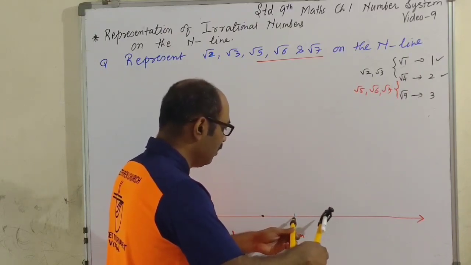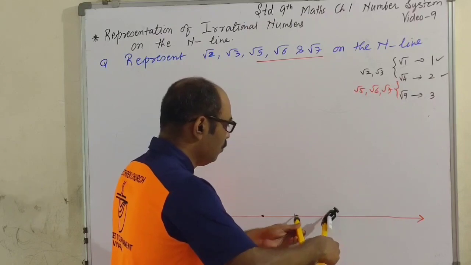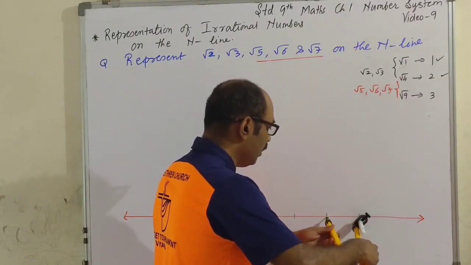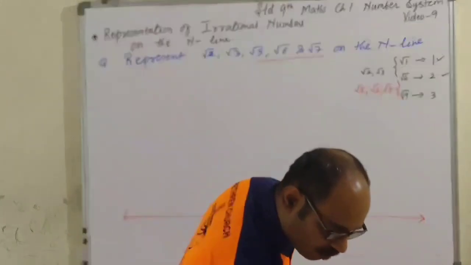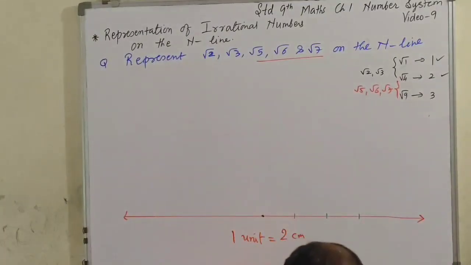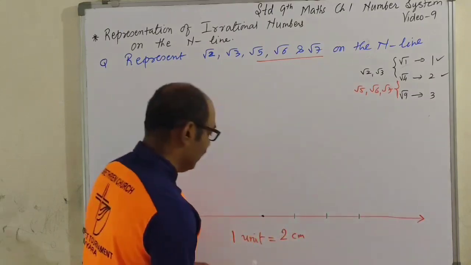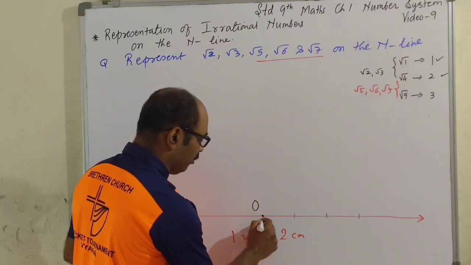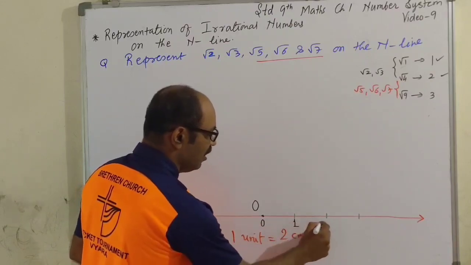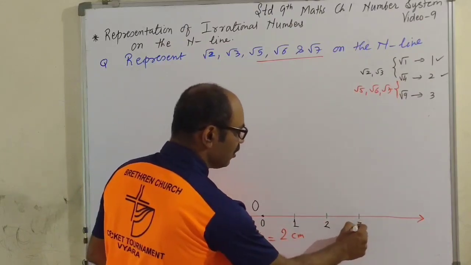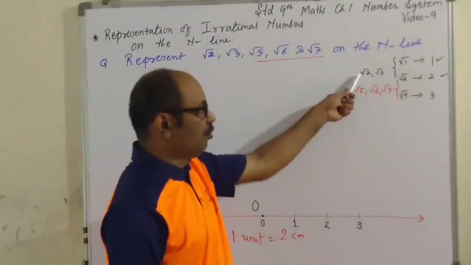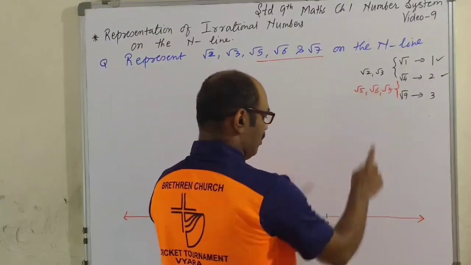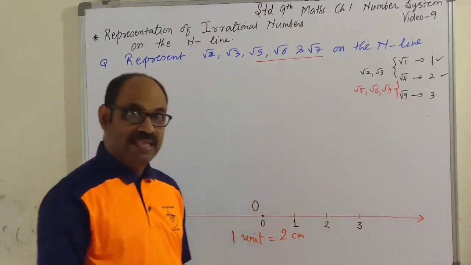1, 2, and 3. Is that okay? So this number, let's say point is O and the real number corresponding to it is 0. This is 1, this is 2, this is 3. You already know root 2 and root 3 will be between 1 and 2. Root 5, root 6 and root 7 will be between 2 and 3.